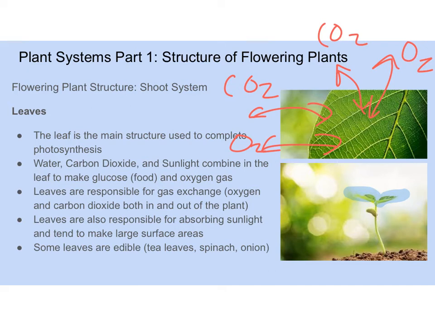Now, the last thing about leaves, there are some leaves that are edible, okay? Like we do eat tea leaves or spinach or green onion. Okay, we can actually eat the leaves and we can get nutrition out of them. Not all leaves, but certain ones.